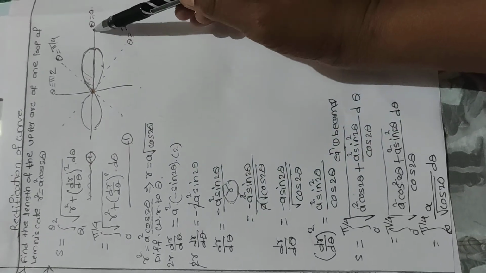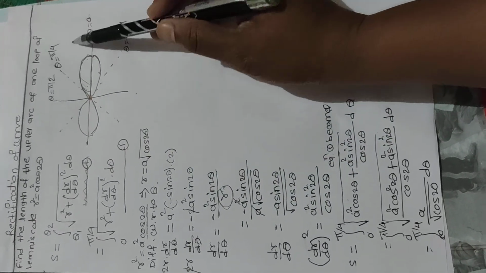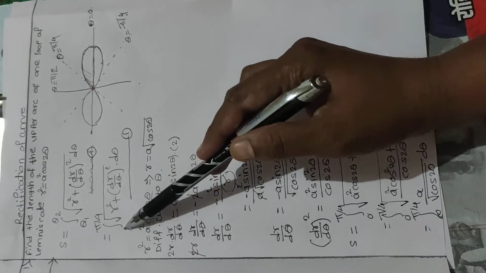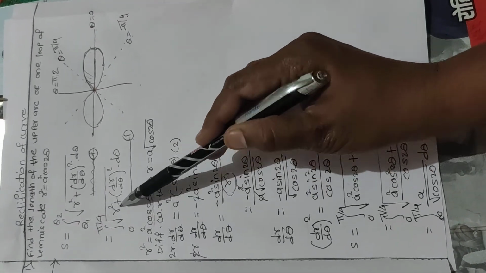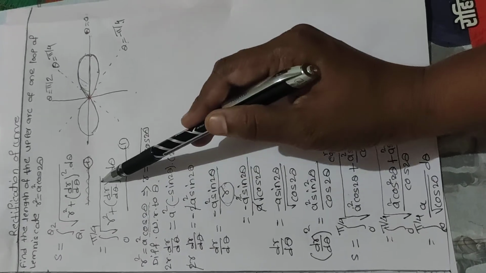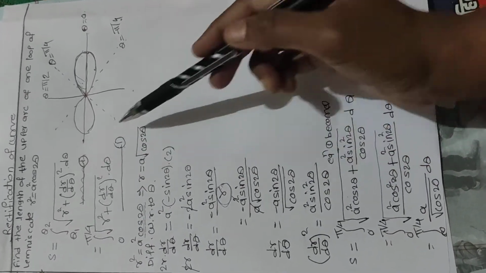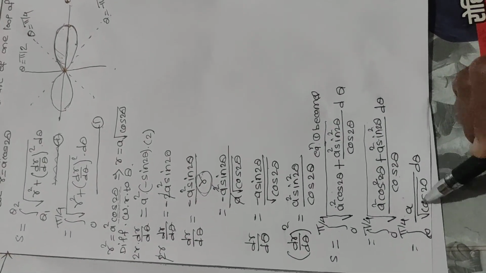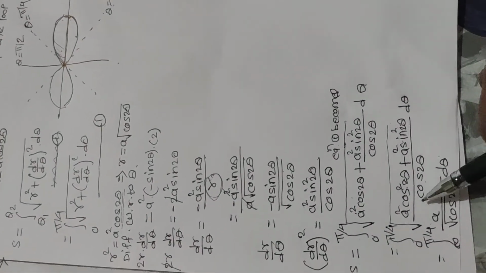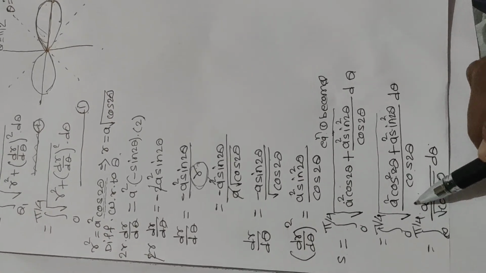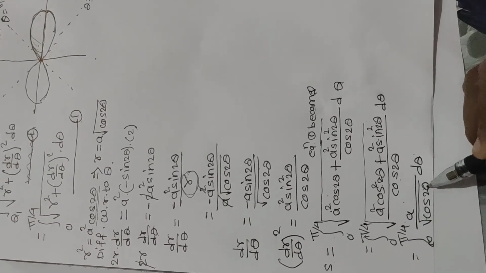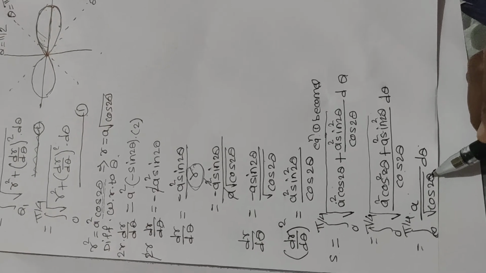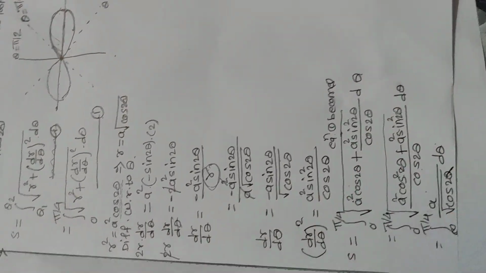So what is the limit for theta for the upper arc? For the upper half curve, 0 to pi by 4. So use these limits. After that we have to put r square equal to a square cos 2 theta, find the value of dr by d theta, and put this value here. After simplifying, we get this part: a divided by root cos 2 theta d theta. So how to solve this integral? We have to convert this 2 theta into one variable, theta. So how to convert? By using the substitution method.